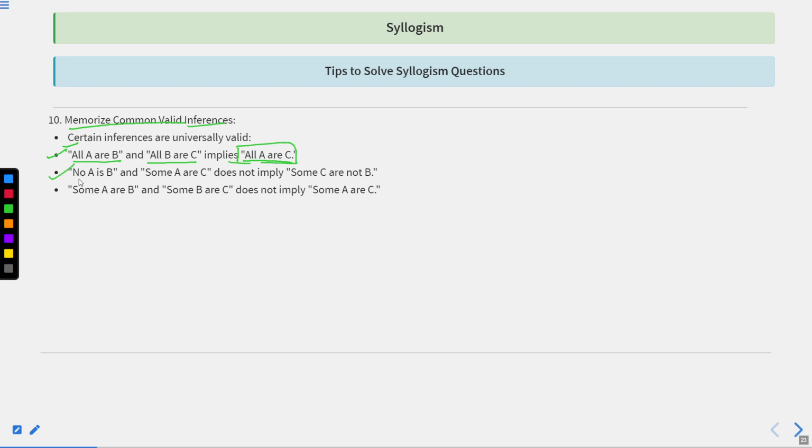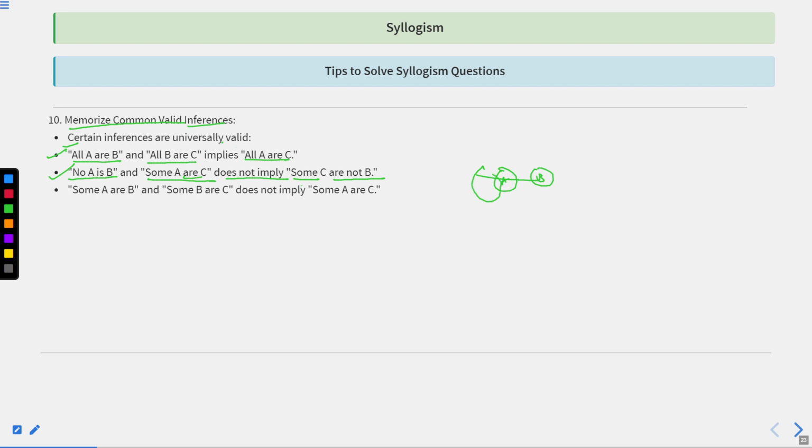Now, no A is B, with separate diagrams representing A and B, this being A and this being B. No A is B and some A are C does imply that some C are not B. Please understand, this statement is no A is B. No A is B and some A are C.